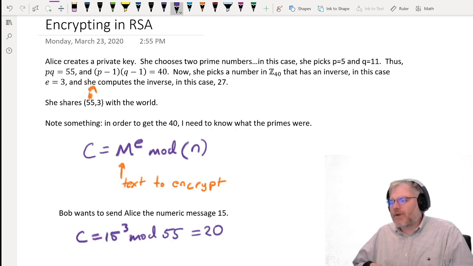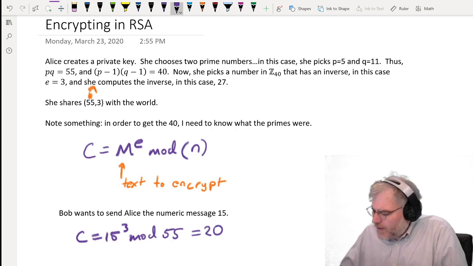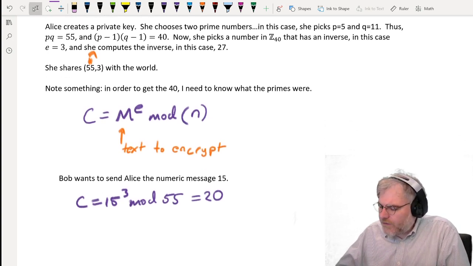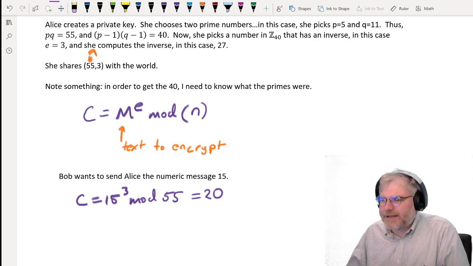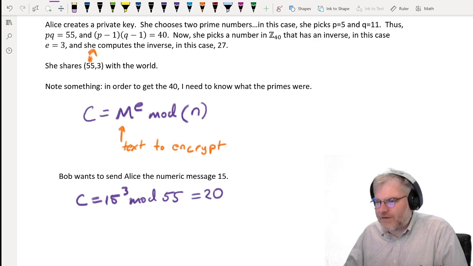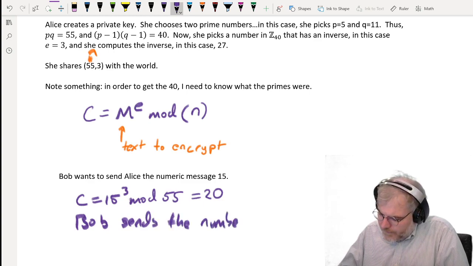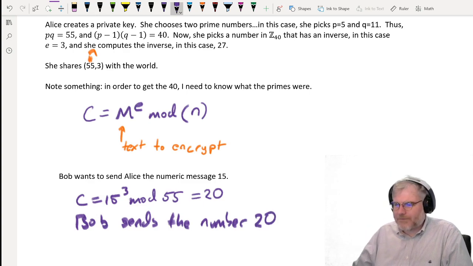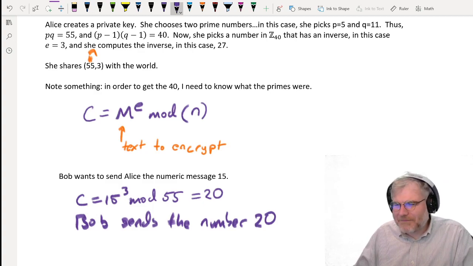Okay, so what we're going to do in order to do encryption is we're going to compute this number, and it happens to be 20. So, Bob, is Bob here, by the way? Raise your hand, Bob. Is Alice here, or do we need a new Alice? Bob sends the number 20. Yes. Hello, Alice.